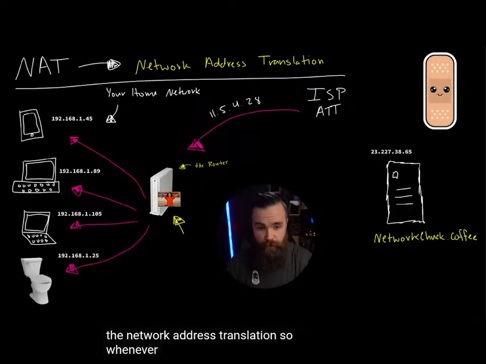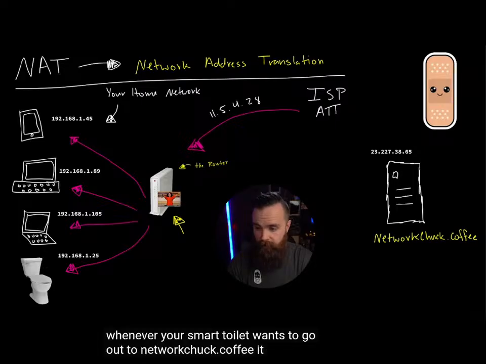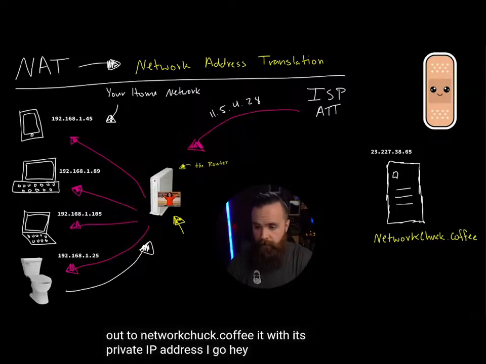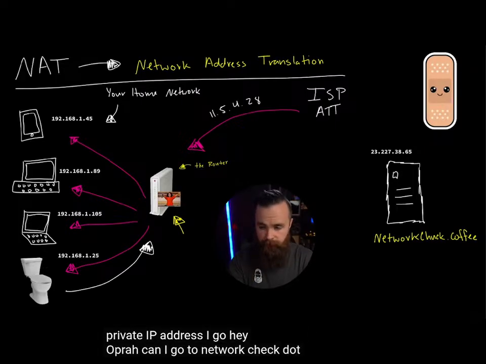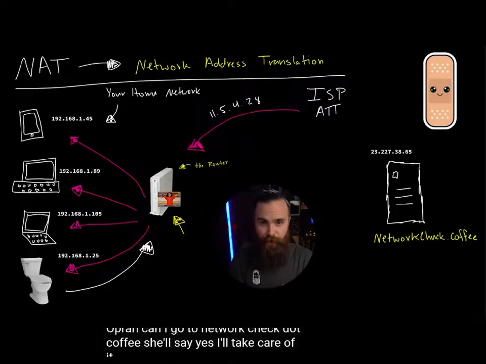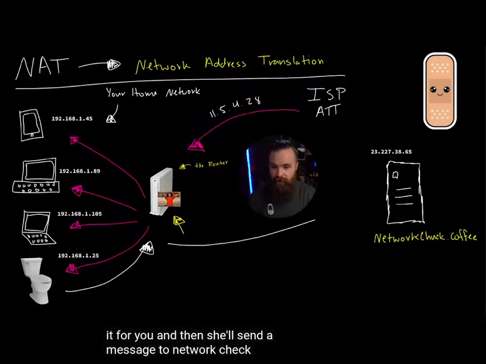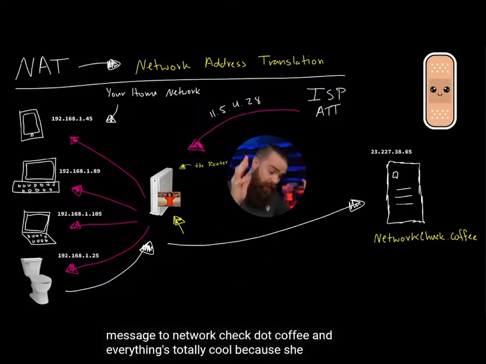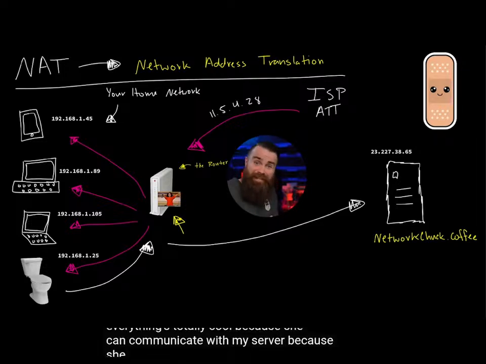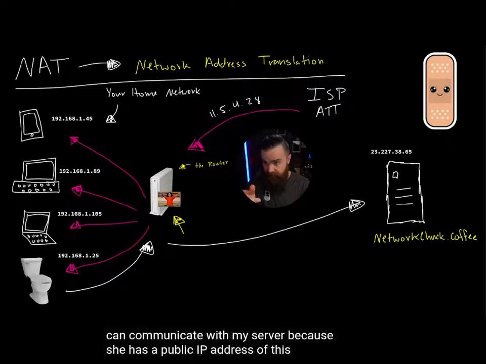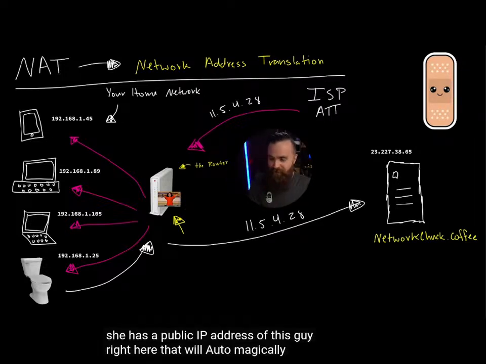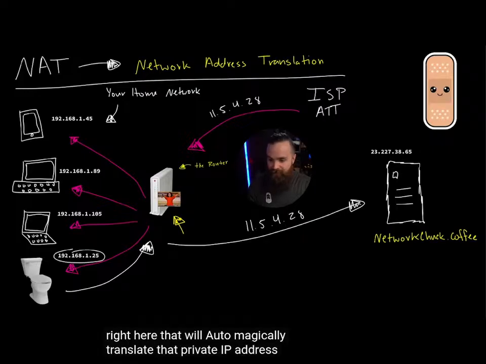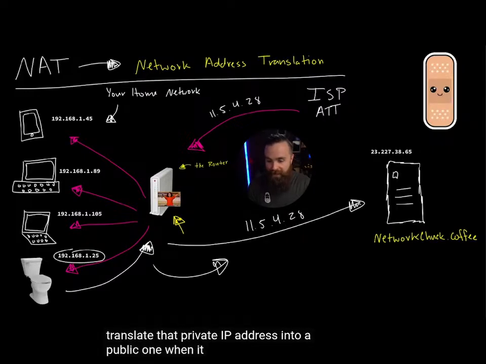So whenever your smart toilet wants to go out to networkchuck.coffee, it, with its private IP address, will go, hey, Oprah, can I go to networkchuck.coffee? She'll say yes, I'll take care of it for you, and then she'll send a message to networkchuck.coffee, and everything's totally cool because she can communicate with my server because she has a public IP address of this guy right here. NAT will auto-magically translate that private IP address into a public one when it leaves your router. And your router, Oprah, is actually doing it.